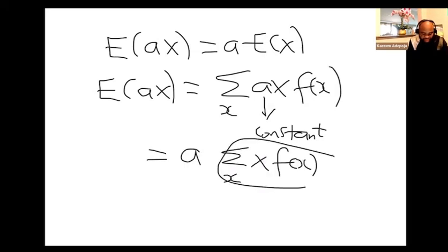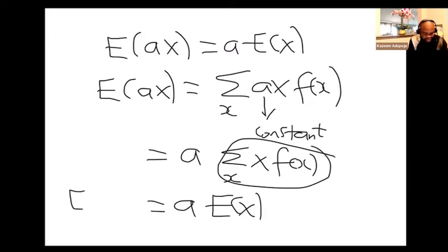What is this now? It's going to be A times the expected value of X. Now you just prove that. That is how that is actually proved.